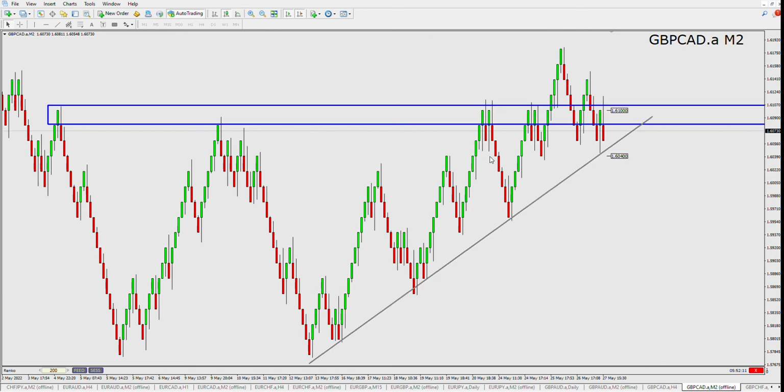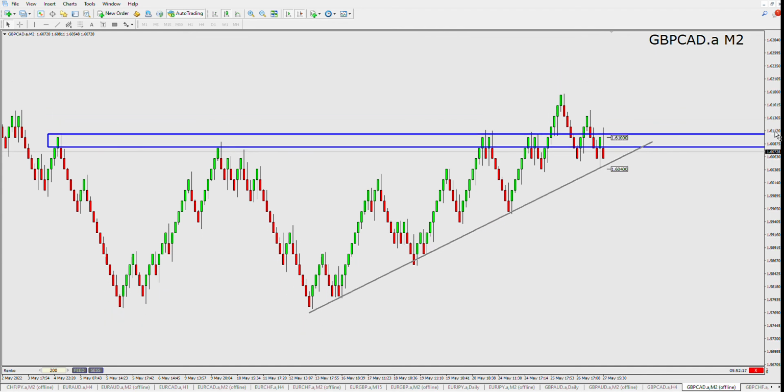Yeah, so that's all for the GBPCAD. Just keep an eye on it and see how price develops in the coming few days.